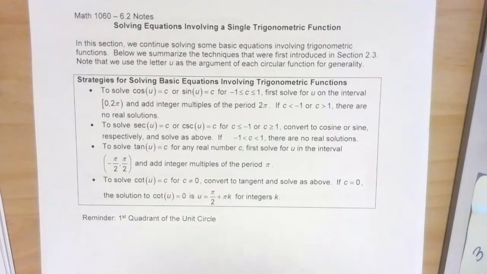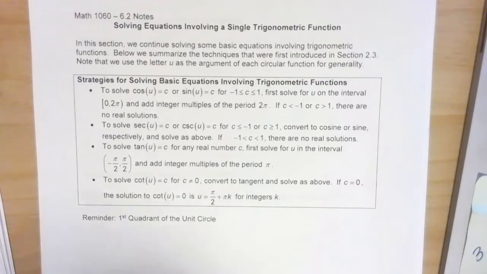To solve cosine or sine, you want to make sure that you use the interval of 0 to 2 pi and then add multiples of 2 pi. So that's your 2 pi k that you add on. To solve secant or cosecant, convert to cosine and sine, and then keep that in mind. To solve for tangent, you want to solve on the interval negative pi over 2 to pi over 2 with multiples of pi. So that's adding our pi. And for cotangent, convert to tangent.